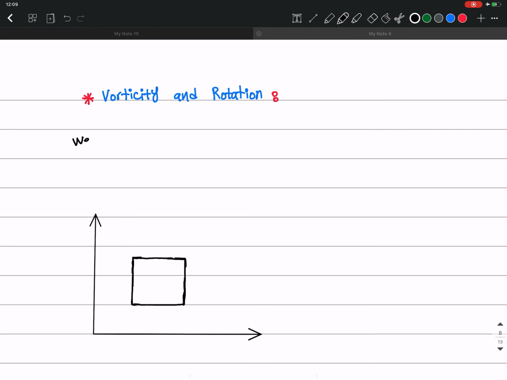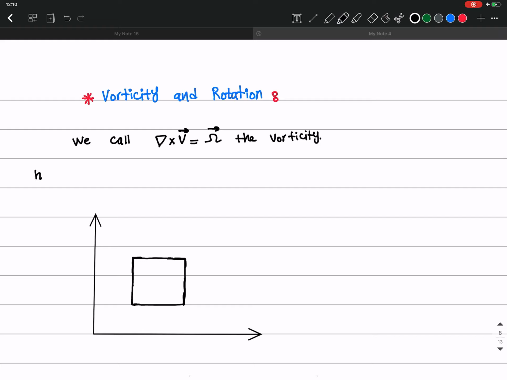So we call the curl of velocity, which is the cross product of grad and the velocity vector, the curl of velocity, omega, the vorticity. Okay. So let's investigate how this is related to the rotation of the fluid.